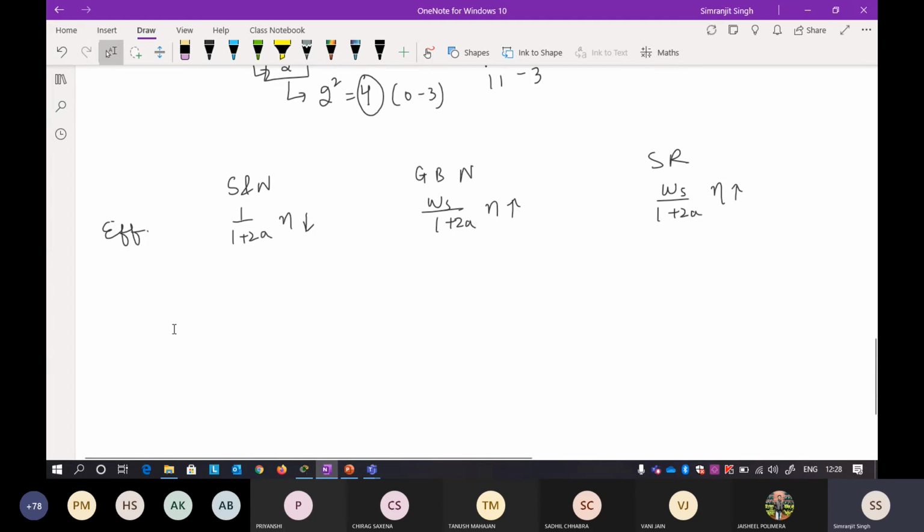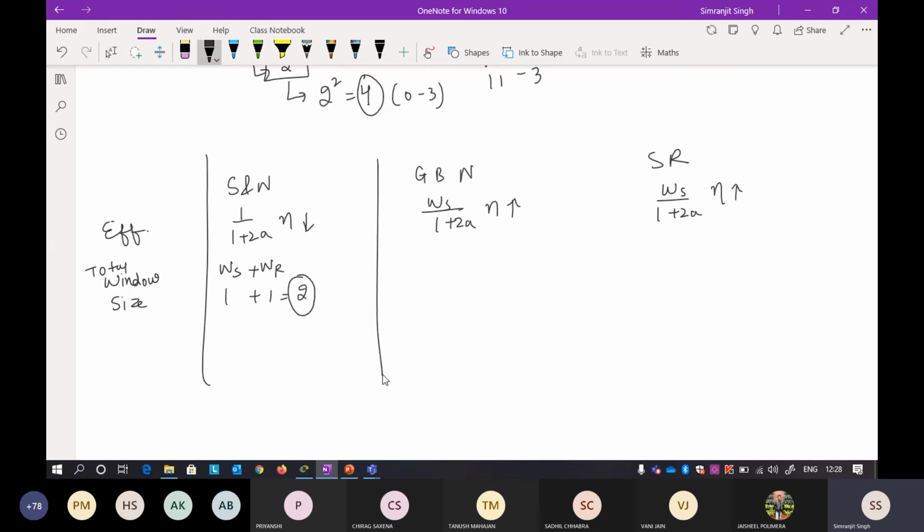So we already know the efficiency. Now if you want to find out the window sizes or buffers, the total buffer or total window size will be the sender window size plus the receiver window size. So in stop and wait, the total window size is 2. In GBN, the sender window size is n and the receiver window size is 1, so the total window size is n plus 1.